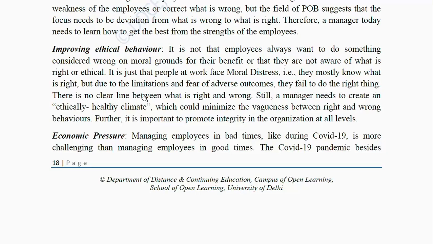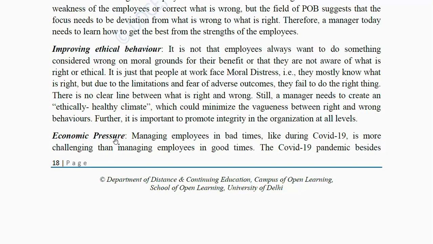There is no clear line between what is right or what is wrong. Still, a manager needs to create an ethically healthy climate, which could minimize the vagueness between right and wrong behaviors. Further, it is important to promote integrity in the organization at all levels.